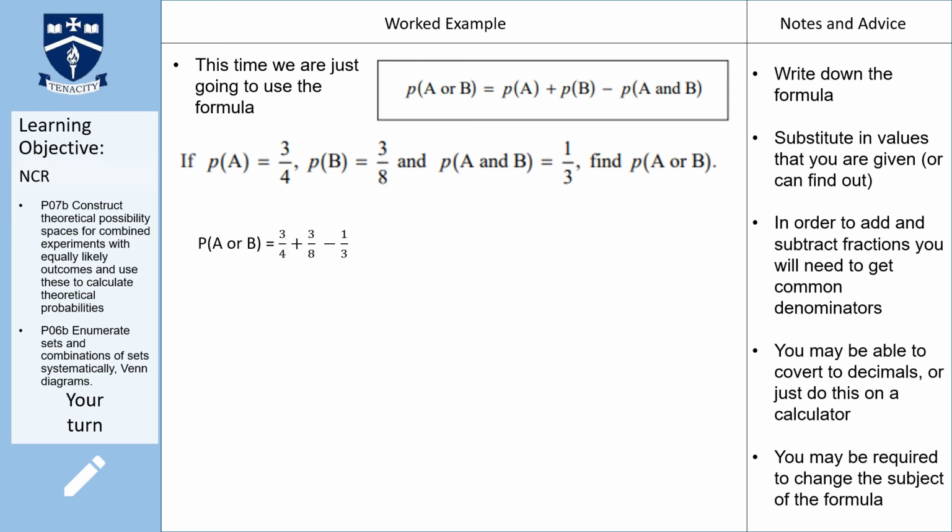I'm going to pretend I don't have a calculator, and I'm going to get some common denominators first of all to add the first two parts together. So I know 3 over 4 is the same as 6 over 8. That enables me to do that first bit of addition to get 9 over 8. I now need to get a common denominator using 8 and 3, which I'm going to choose to be 24, which means this now turns into 27 over 24 minus 8 over 24, which gives me a final answer of 19 over 24. So the probability of event A or event B occurring is 19 out of 24.